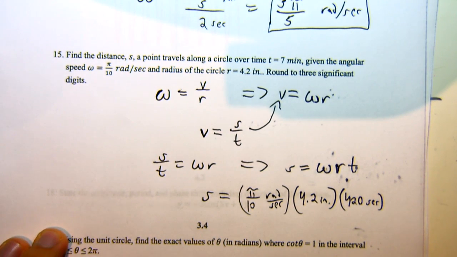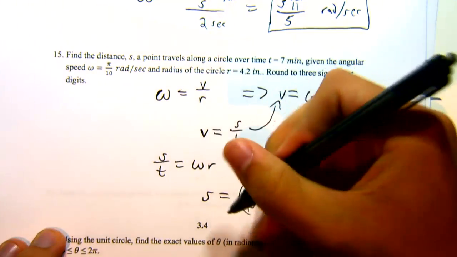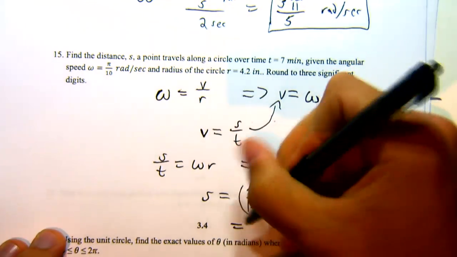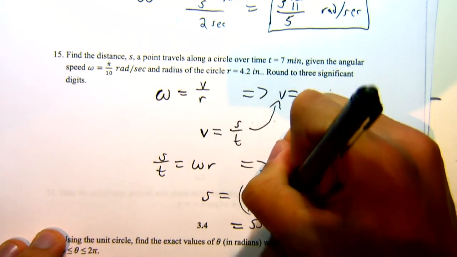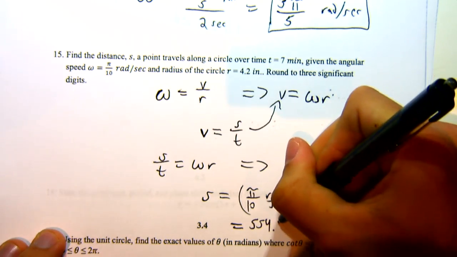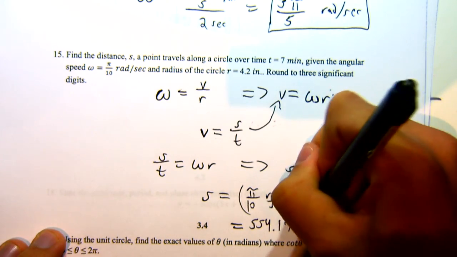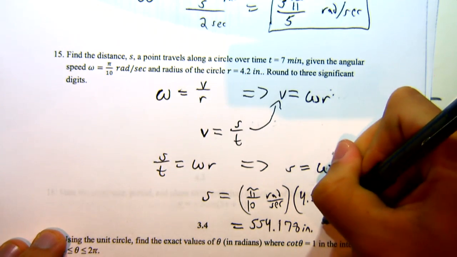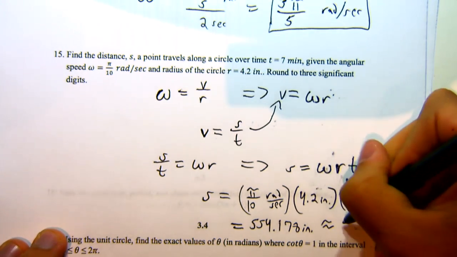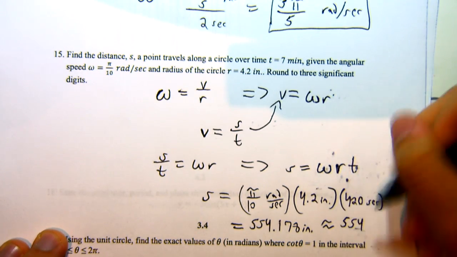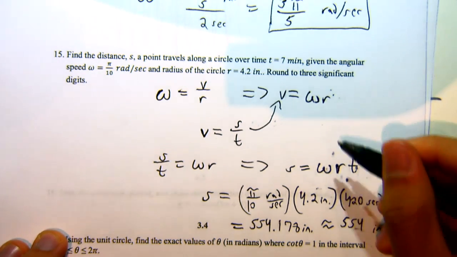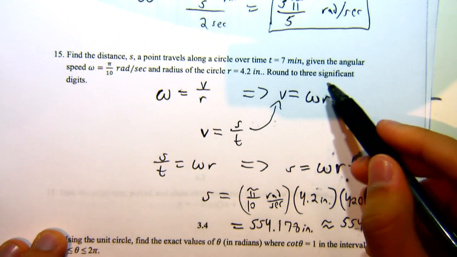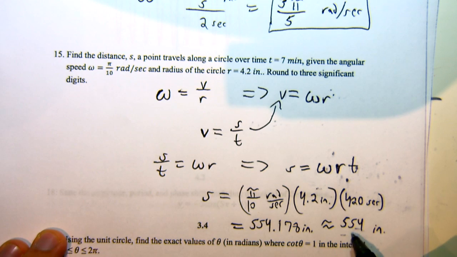Alright, so 420 seconds, and that ends up being somewhere in the realm of 554.178 inches, which is about 554 inches, since the answer did ask to round to 3 significant digits, so this is 3 significant digits.